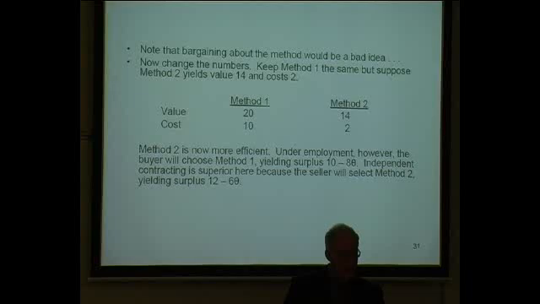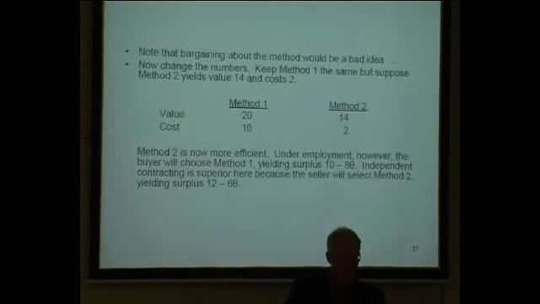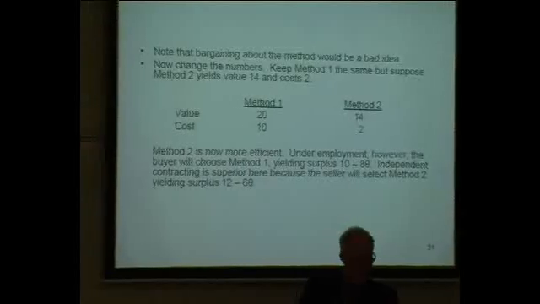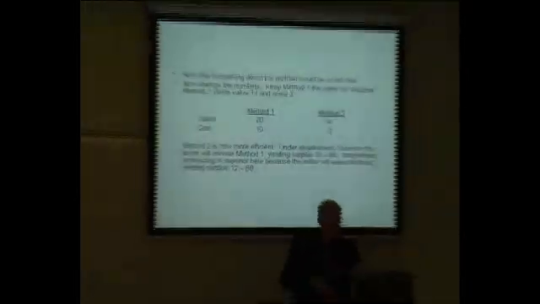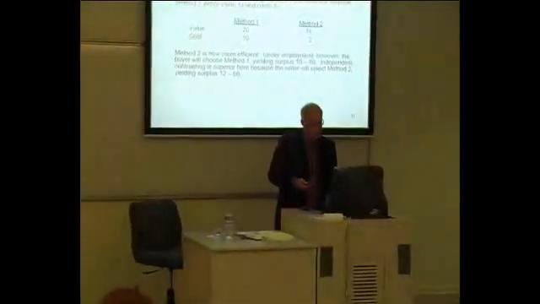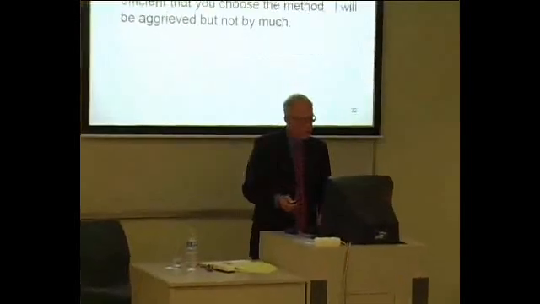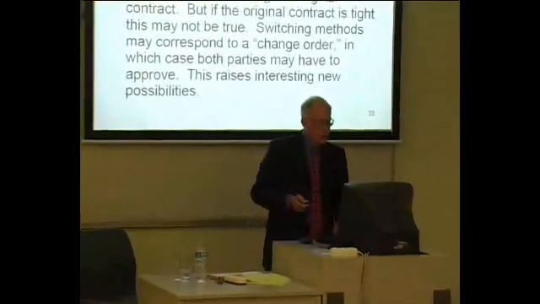Under employment, since I've agreed on your wage, the price, I will maximize my value, which means I'll go for method 1. You will be aggrieved by 10 minus 2. Your costs are 8 higher than if I'd been nice to you. So you'll hit me by 8 theta. So we'll get surplus of 10 minus 8 theta.